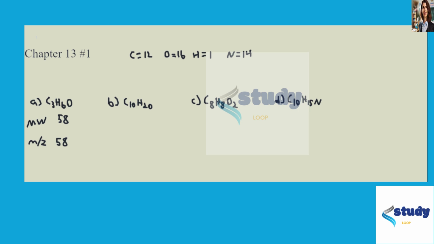So for B, 10 carbons at 12 apiece is going to be 120. 20 hydrogens at 1 apiece is going to be 20. So 120 plus 20 is going to equal 140. And so our M to Z is also going to be 140.